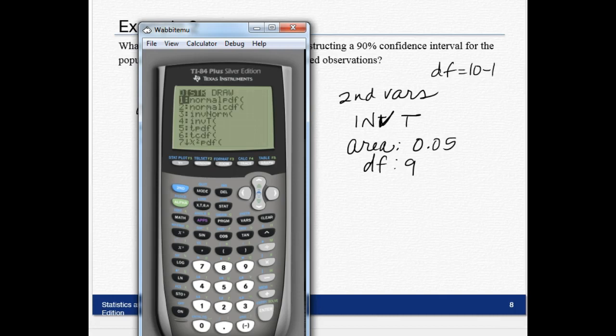Notice number 4 is inverse t. So click on that, and it's going to ask you area, 0.05, and then degrees of freedom is 9. Hit paste, hit enter, enter one more time. So my t star value is 1.833.